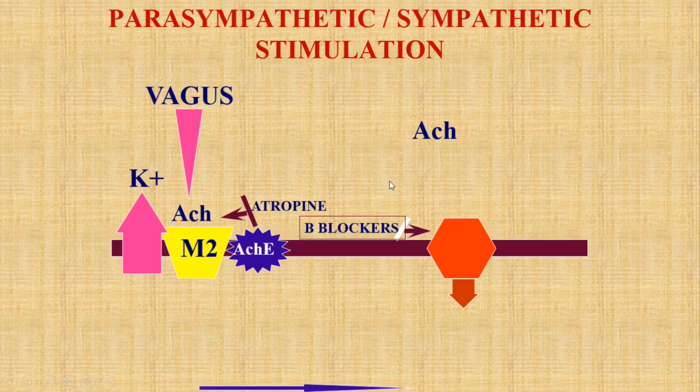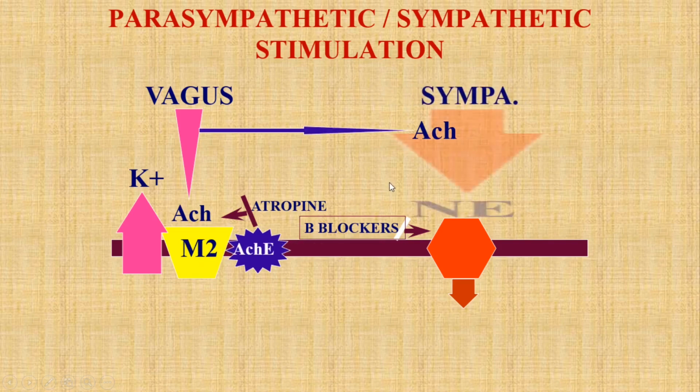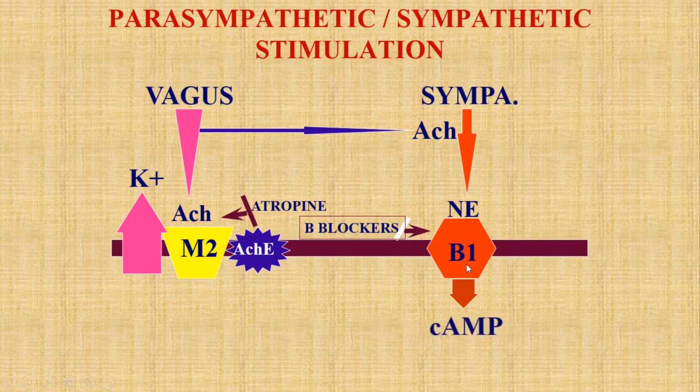Now we'll see the effect of sympathetic stimulation. At the sympathetic nerve endings, the postganglionic fibers, norepinephrine is released. It will act on its receptor, the beta 1 adrenergic receptor, and because of its activation, the cyclic AMP concentration is increased through activation of the adenylyl cyclase enzyme. More cyclic AMP means more opening of calcium channels in the cell membrane. So more calcium influx will be there.